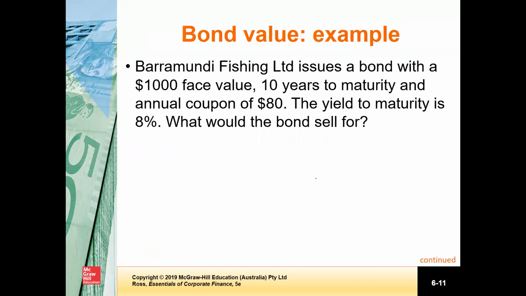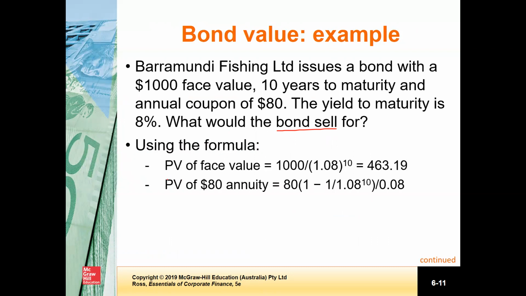So look at this example. Barramundi Fishing Limited issues a bond with a $1,000 face value, 10 years to maturity, and annual coupon of $80. The yield to maturity is 8%. What would the bond sell for?